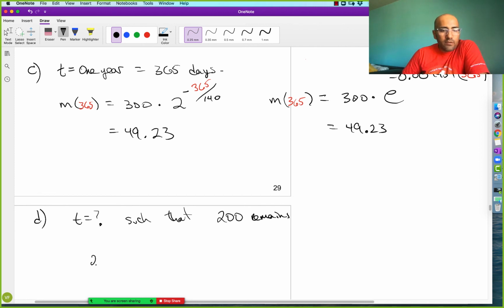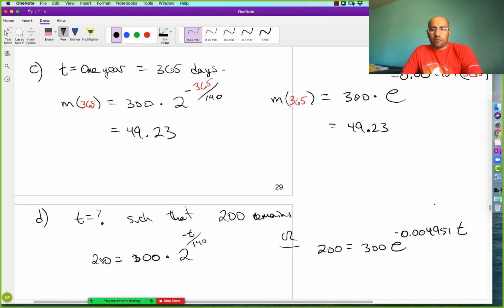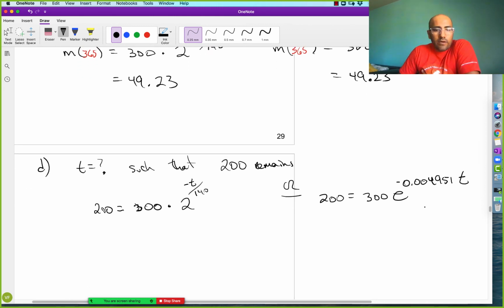Right, so we can figure out this. We got 200 equals 300 times 2 to the power of negative t over 140. Solve for t, we got that one. Or, equivalently, we could solve this one: 200 equals 300 e to the negative 0.004951 t. Okay, so both of them should hopefully be pretty easy. Either way, solve both of them at the same time.